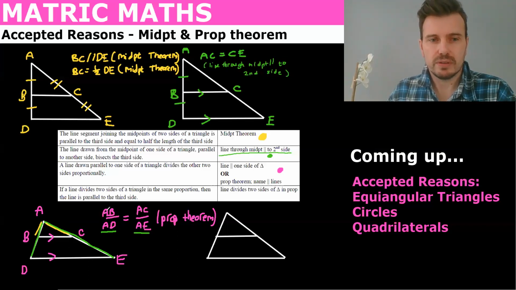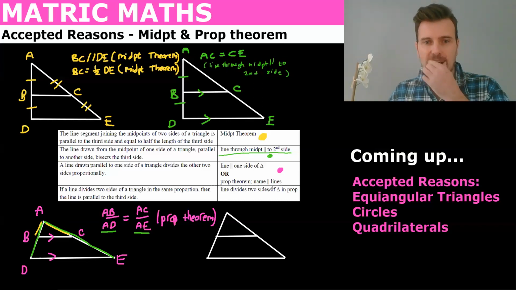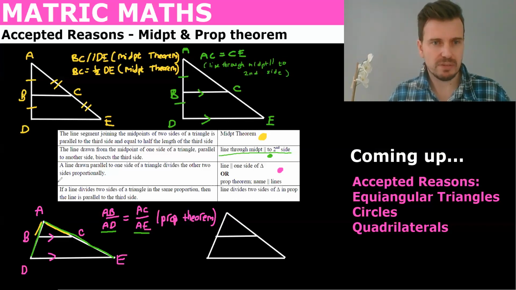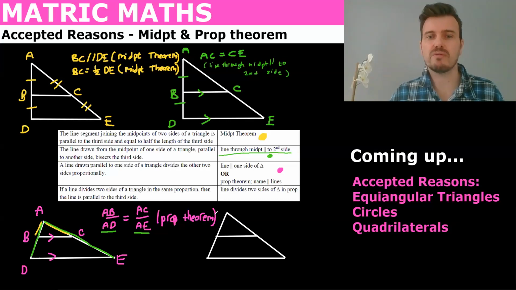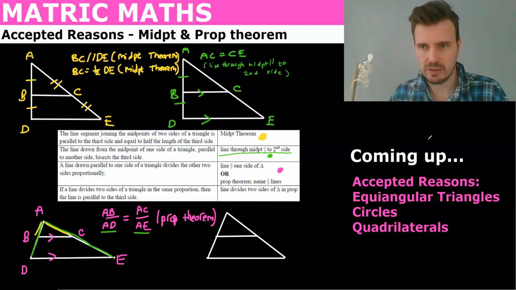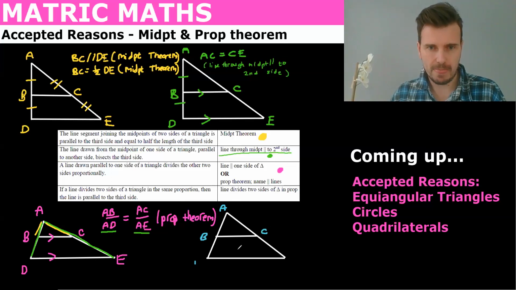So now let's look at the one where we're given, if a line divides two sides of a triangle in the same proportion, then the line is parallel to the third side. So again, this is the opposite way of looking at it. So this could almost be converse prop theorem, but we don't call it that. We say line divides two sides of a triangle in proportion. So if you were given, and let's do this final one now in blue, so A, B, C, D, E.